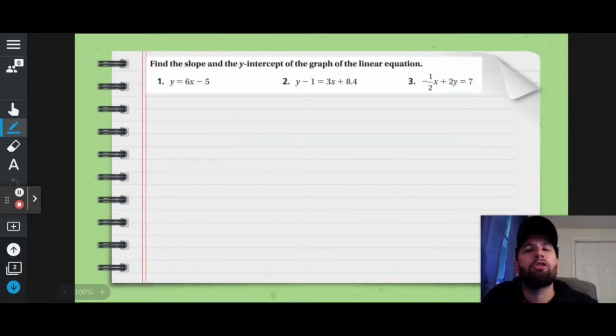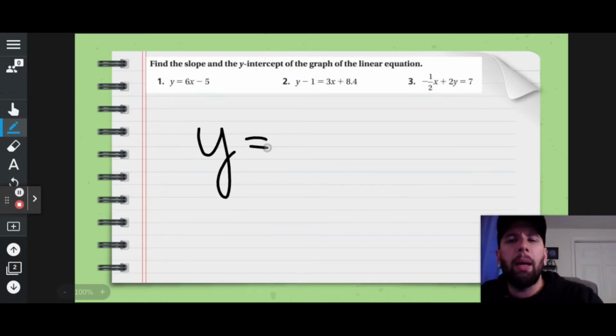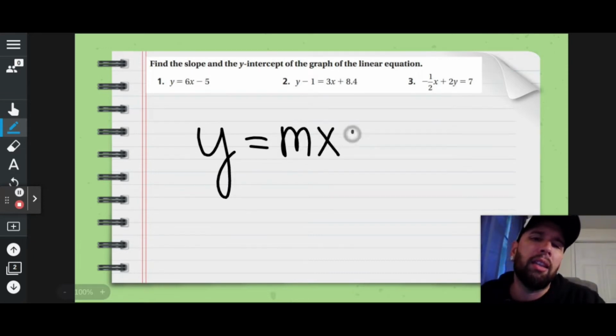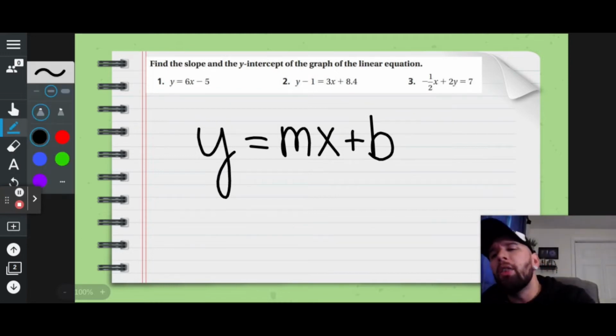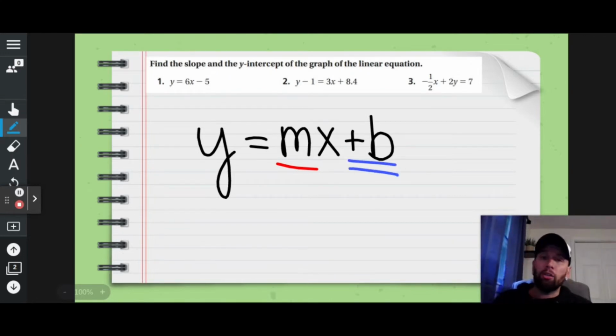I'm being asked to find the slope and the y-intercept of these three guys right here. Now, when I look at something like that, I think of this guy right here. I notice that y is all by itself. And slope-intercept form looks exactly like this. It says that when y is all by itself, the number in front of x is going to be my slope, and the number that's floating around is going to be my y-intercept.